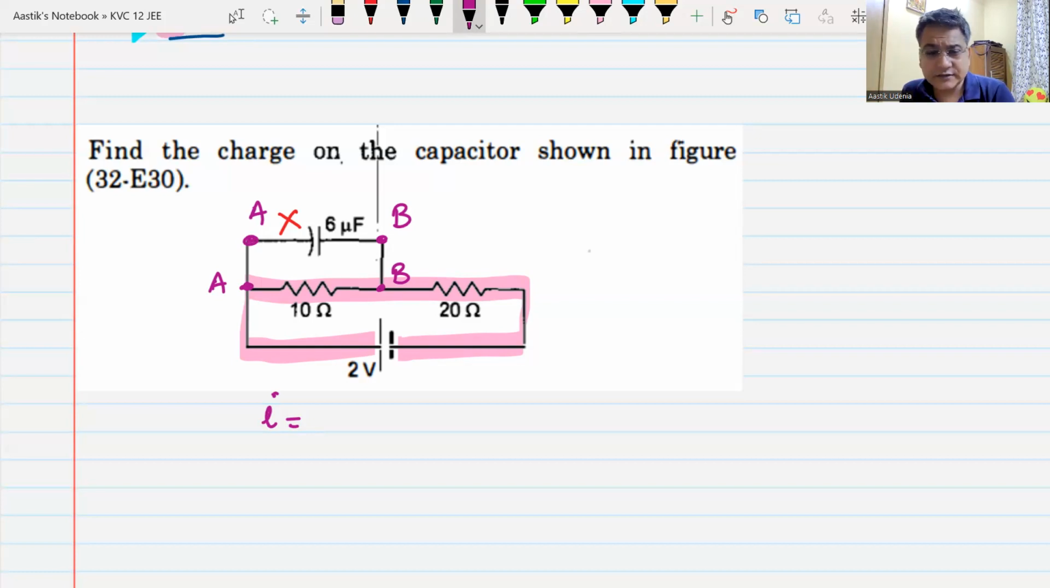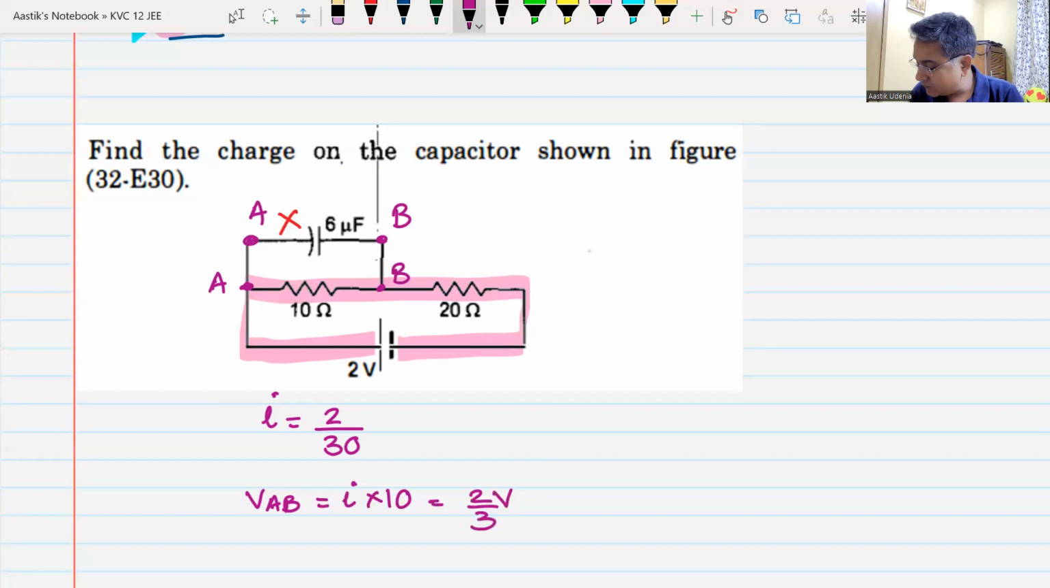What will be the current? Current will be 2 divided by 30. Total resistance will be 30. Potential is 2 by 3. Now I have to find out the potential difference between A and B, which is nothing but I multiplied by 10. So it will be 2 by 3 volt.